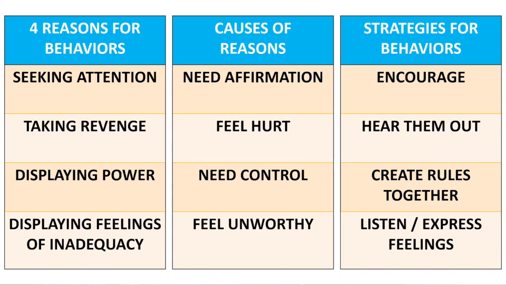When a child is acting out because they need control, so they're displaying some type of power behavior, let's work on creating rules together or talking through things together so that they have some autonomy and they feel like they have some control in the situation. And then finally, when a child is feeling unworthy, they might show feelings of inadequacy. So we want to make sure that we listen to their feelings and allow them to express their feelings to us, and then we can encourage them for increasing their self-worth and their self-confidence and making sure that they start to feel worthy and that they are amazing.